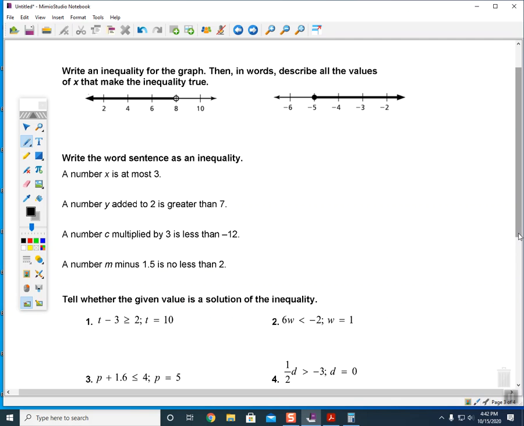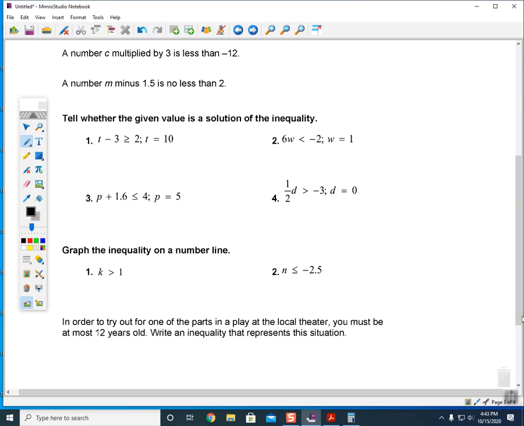So for this first one, right, a number x is at most 3. So I would look and see, okay, the words at most fall under the less than or equal to sign. So a number x is less than or equal to 3. That's my inequality for the first one. Go ahead and do the next 3 on your own.